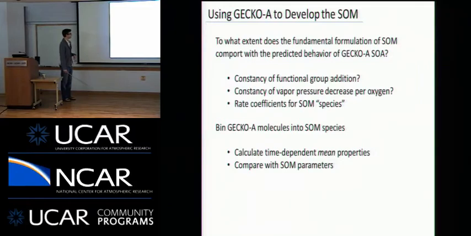Gecko simulations. And so what we're going to do is take this GECKO-A output, which again has thousands or millions of species, and bin it into the same grid framework. We're going to remember some of the information so we can look at it, but we're going to basically bin everything into this carbon-oxygen framework and calculate time-dependent mean properties from some of these simulations to compare with the mean properties, which the statistical oxidation model is all mean properties, so we can compare those two. And we can compare with the SOM parameters, and we can look at the time dependence also of the Gecko output, but in the framework of the statistical oxidation model.